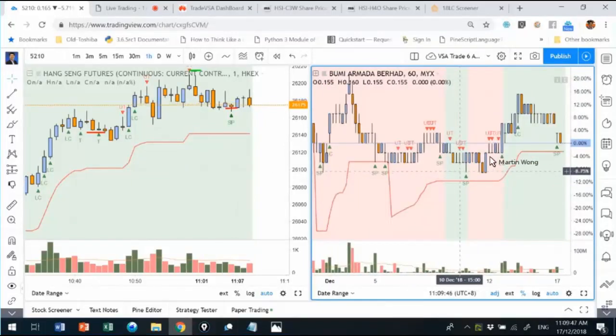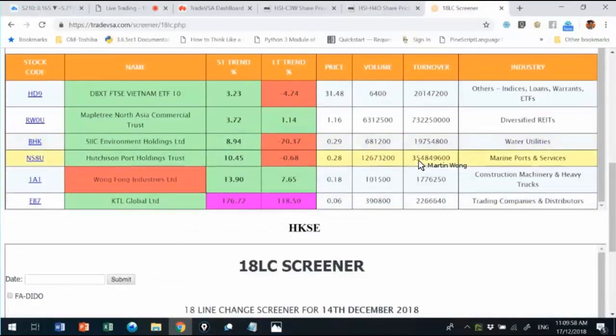No, none. I can't see anything on the hourly chart too. It's very hard to find these. Okay, what else? You got Bumi Amanda. You have to look for that.